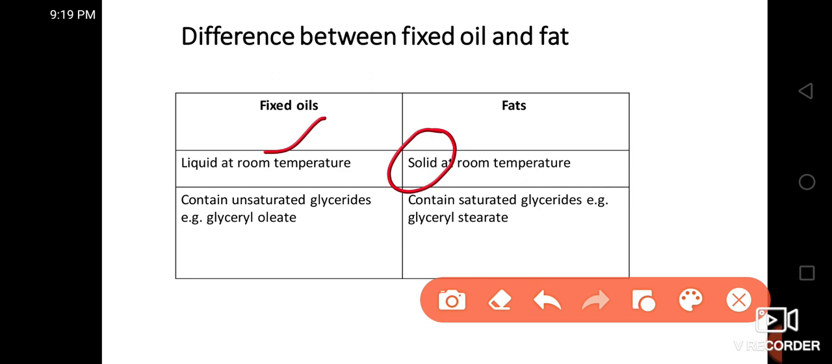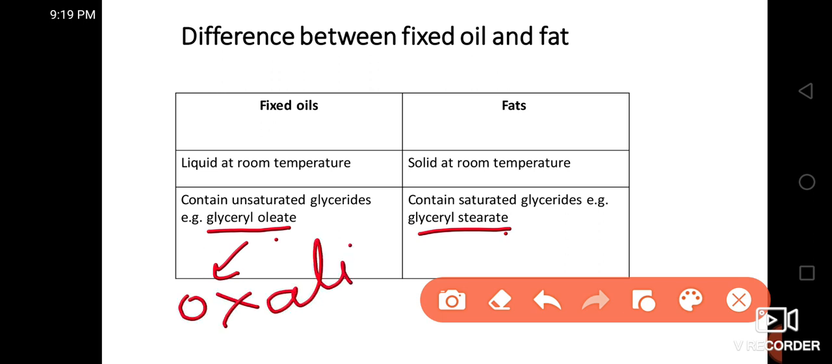And the oils contain more unsaturated glycerides in them, while the fats contain saturated glycerides. And examples are also given, for example, glyceryl oleate and glyceryl stearate. So you can also give the example of oleate, and of stearic acid. They have, oleate has a double bond in it, while the stearic acid has a single bond in it.